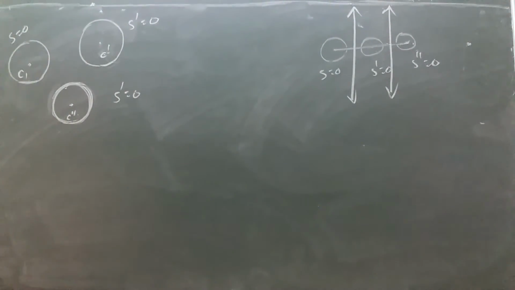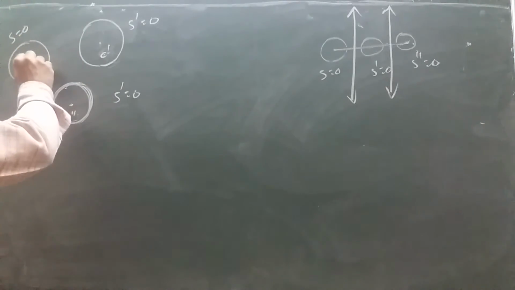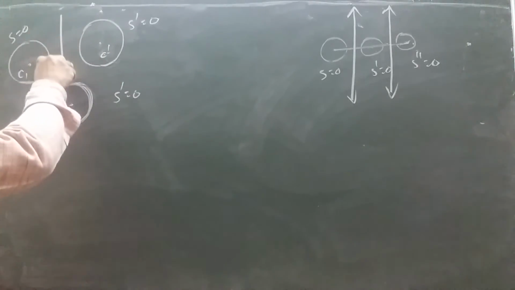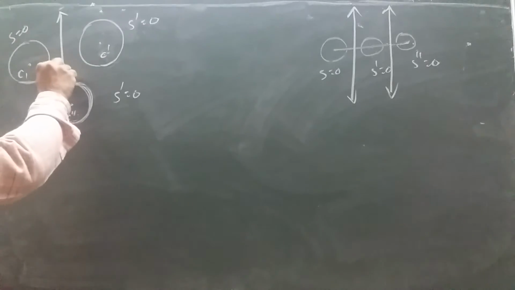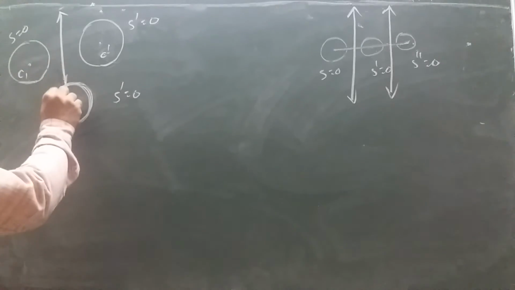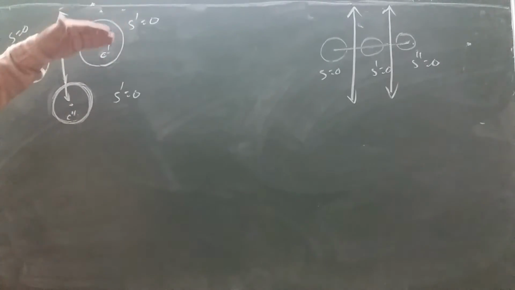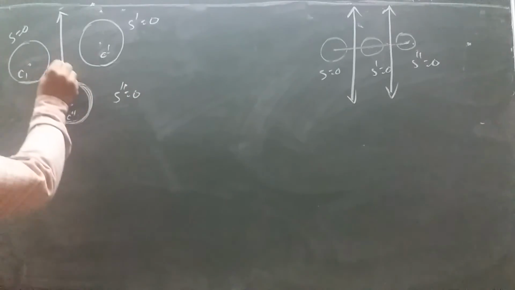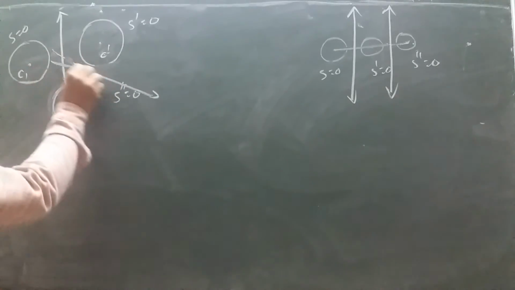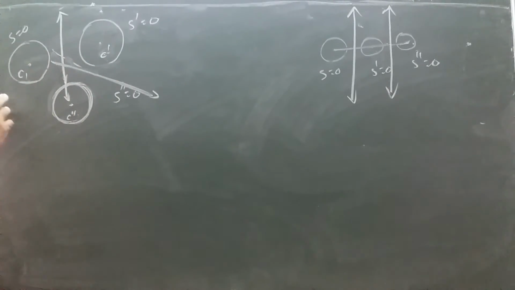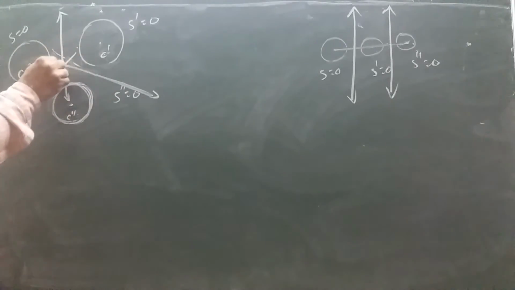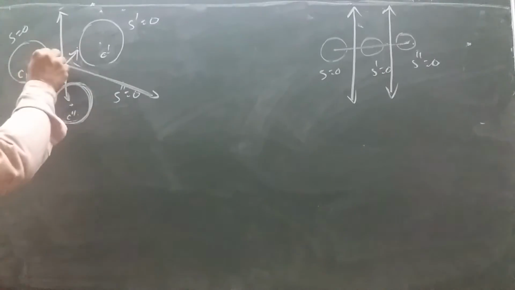Here we draw the radical axis of S is equal to 0 and S dash is equal to 0. This may be like this. And the radical axis of S dash is equal to 0 and S double dash is equal to 0 may be like this. And the radical axis of S is equal to 0 and S double dash is equal to 0 may be like this. These three lines are concurrent.